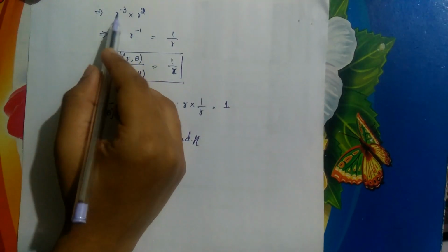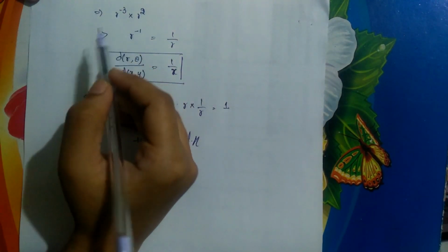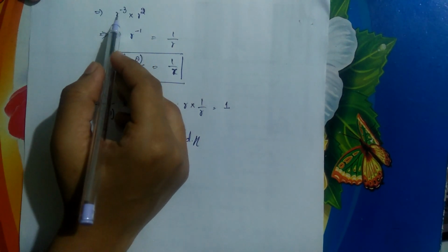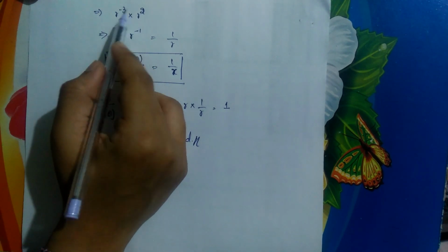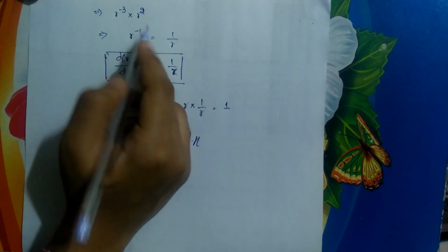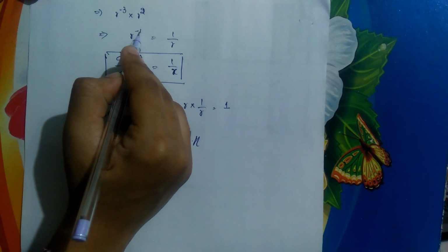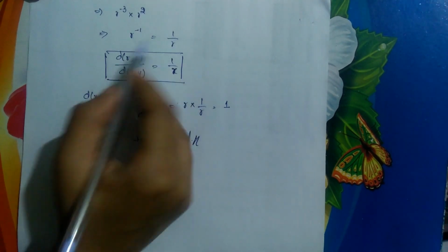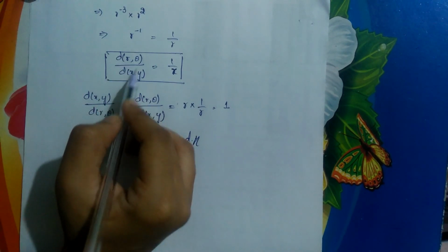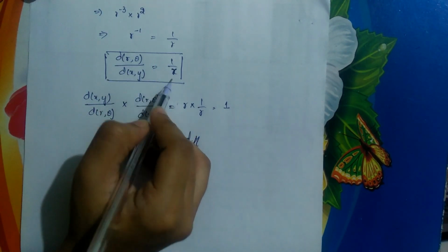Furthermore, r^(-3) into r². So 2 will get cancelled and it becomes r^(-3) into r². So when bases are same, powers will be added. So minus 3 plus 2 is minus 1. So r to the power of minus 1, which can also be written as 1 by r. So ∂(r,θ)/∂(x,y) is equal to 1 by r.